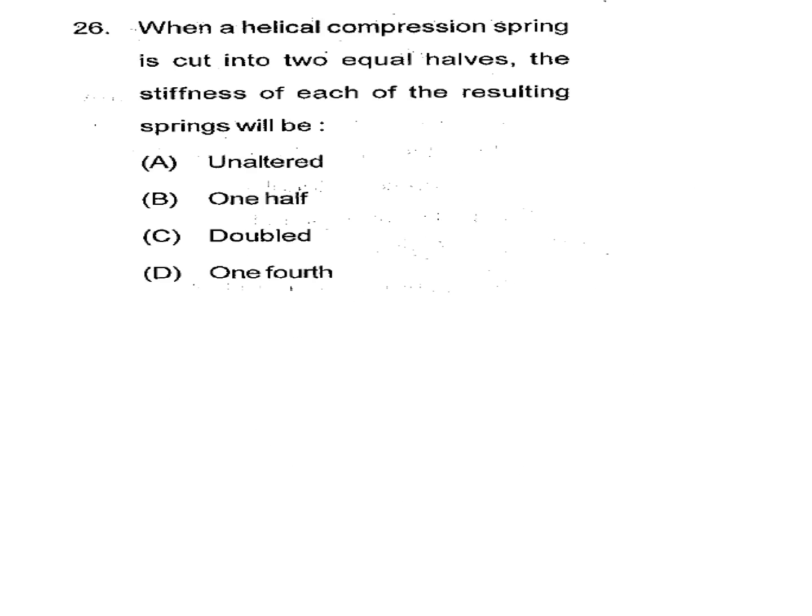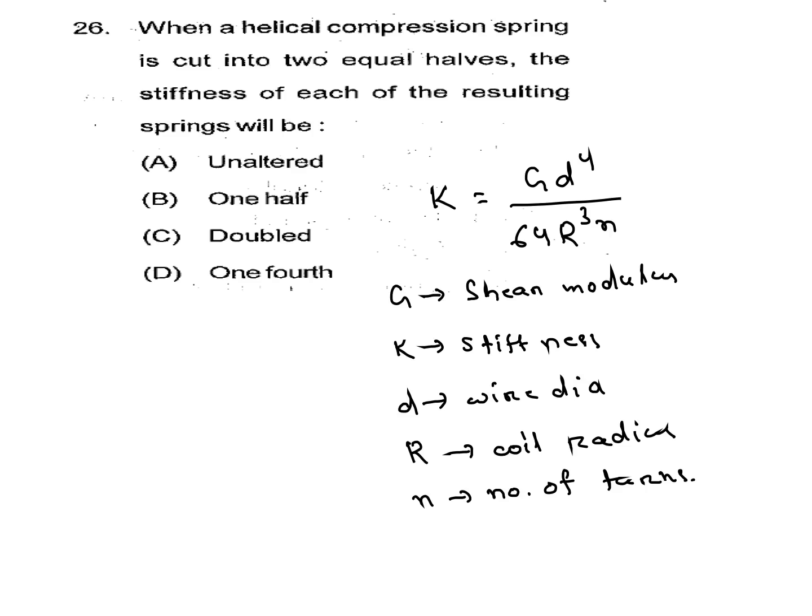When a helical compression spring is cut into two equal halves, the stiffness of each of the resulting springs will be how much? Our formula is stiffness K equal to G d to the power 4 divided by 64 R cube N. Here K is the stiffness of the spring and G is shear modulus, small d is wire diameter and capital R is coil radius or mean coil radius, N equal to number of turns.